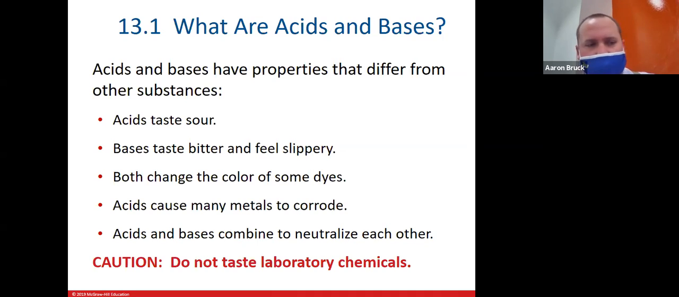For example, we know that acids, on the whole, in general, tend to taste sour. Now, that doesn't mean that we walk up to the bottle of hydrochloric acid in the lab and stick our tongue up to it to verify that it's actually an acid. That is, in all situations, a bad idea. But what it does mean is that if we do encounter things in our everyday life that have this particular property, there's a probable cause for that.